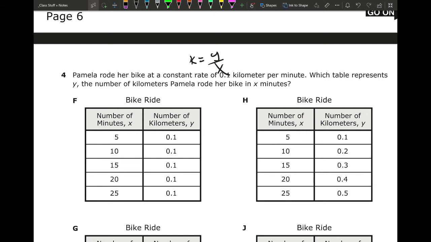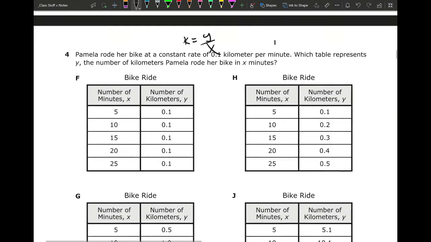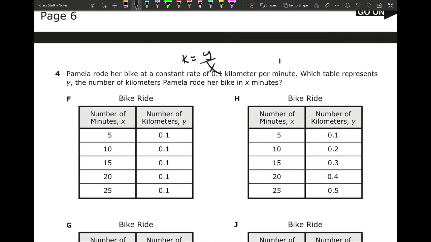Okay, so it says 0.1 kilometer per 1 minute. So basically it's kind of like a 1-to-1, right? Per minute, 1 minute. So we're looking for the unit rate. So if she rides for 1 minute, she's going to travel 0.1 kilometer.